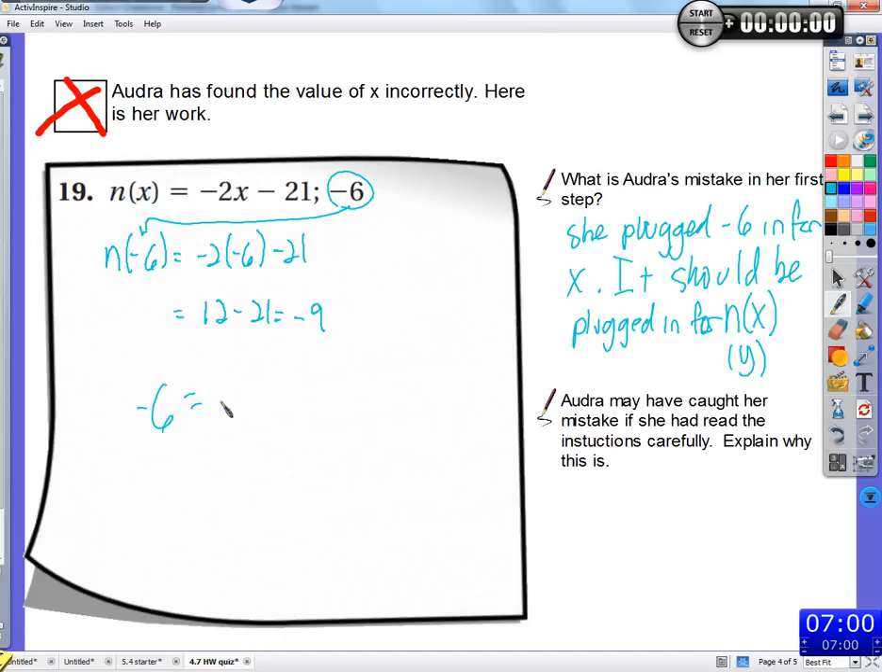So negative 6 should be equal to negative 2x minus 21. So we know that we got negative 6, so now we just solve for x, figure out what x would have to be to get an output negative 6. So we'll add 21, and we'll get 17. Yeah, no, that's not right.